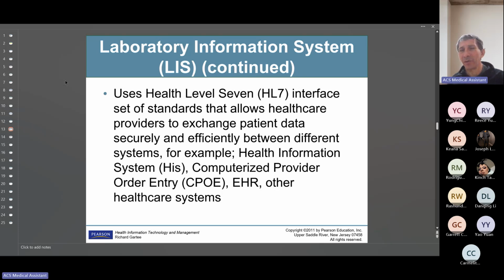We have lots of other systems, like computerized provider order entry, CPOE. This is to send orders for anything, not only laboratory but medications as well, so that it is compatible with the electronic health records and can be used. That's basically what it is. It's very, very simple. So the Laboratory Information System uses the acronym LIS, remember.